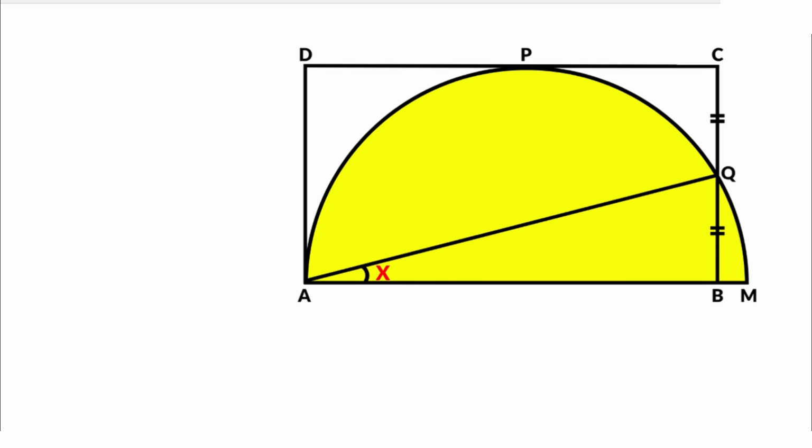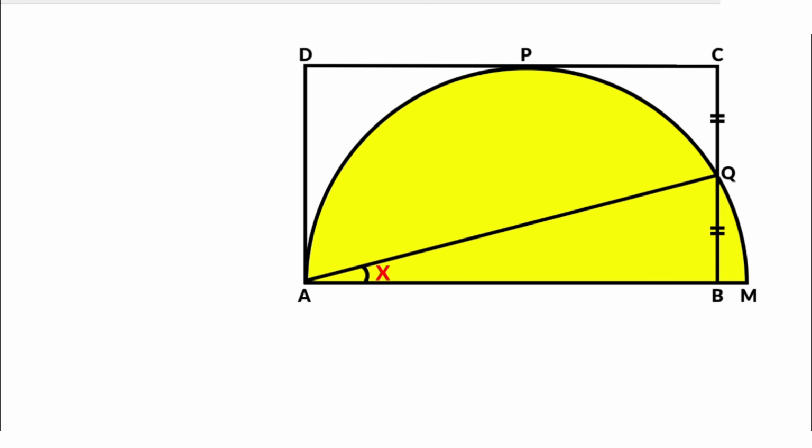Here's the setup. We have a rectangle, ABCD. Along the bottom side sits a semicircle whose diameter is AM. The arc of the semicircle just touches the top side of the rectangle at point P. It also meets the right side of the rectangle at point Q.